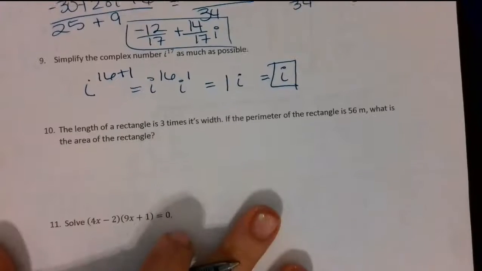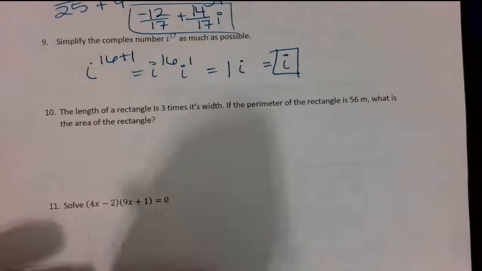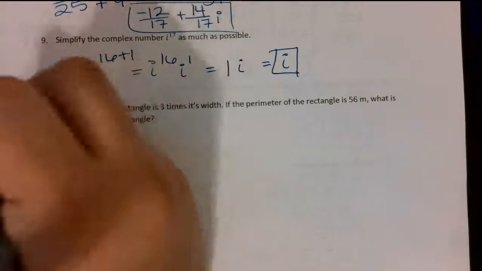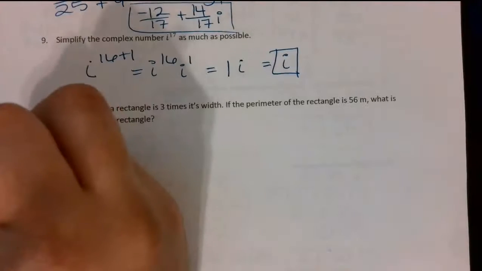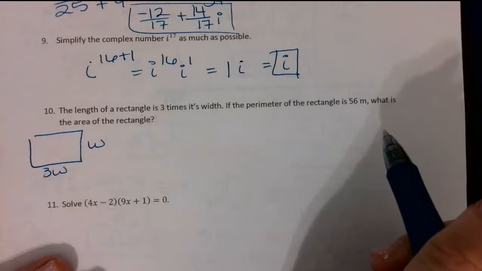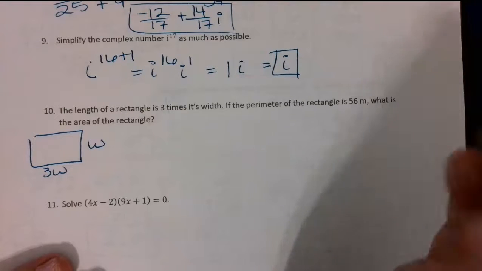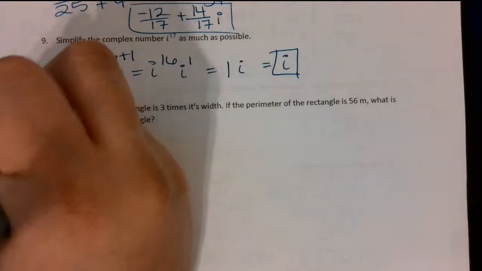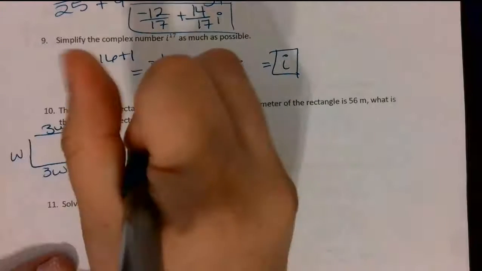Okay. Number 10 is telling me the length of a rectangle is 3 times its width. So I have my width, and the length is 3 times that. If the perimeter of the rectangle is 58 meters, what's the area of the rectangle? So this is also going to be W, and this is going to be 3W. I want to add up all the sides.